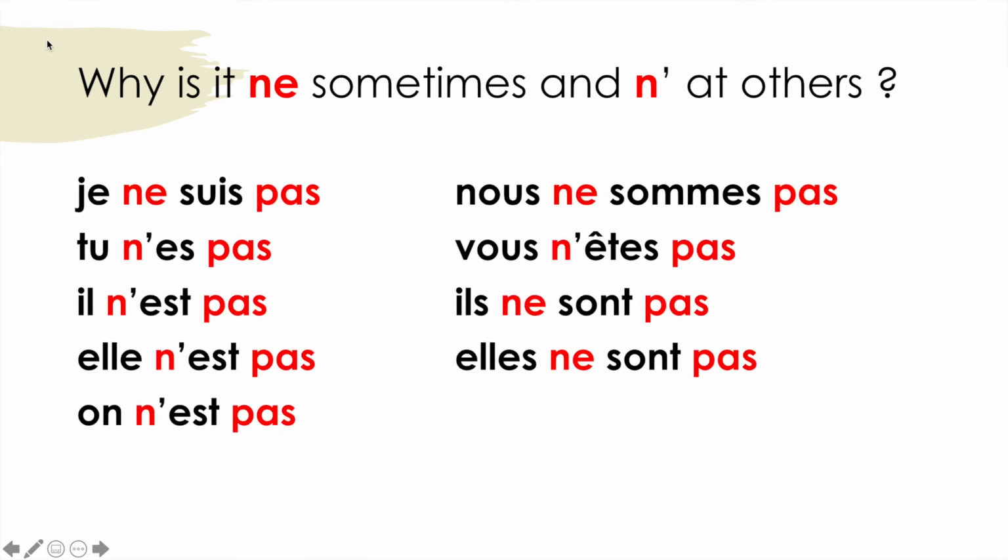That's why we have je ne suis pas and tu n'es pas. Suis does not start with a vowel or H, so we have ne. But the next one, tu n'es pas, starts with a vowel or H, therefore we have an apostrophe.